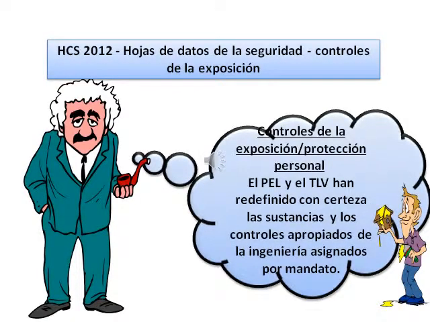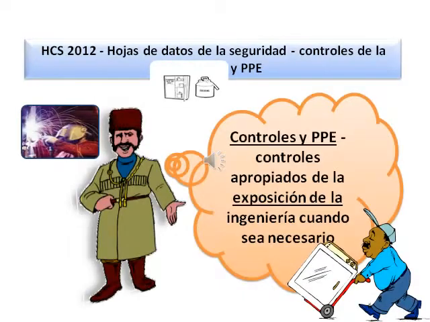Exposure controls and personal protection. The PEL, or Permissible Exposure Limit, or TLV, Threshold Limit Value, have been redefined for certain substances, and appropriate engineering controls have been mandated. In some situations, we will find that exposure controls and personal protective equipment have been mandated, along with appropriate engineering controls whenever necessary.